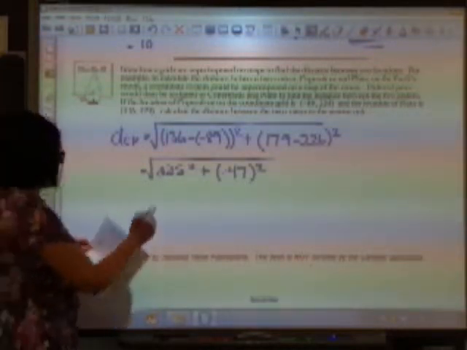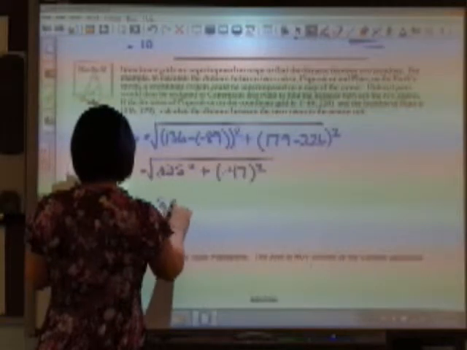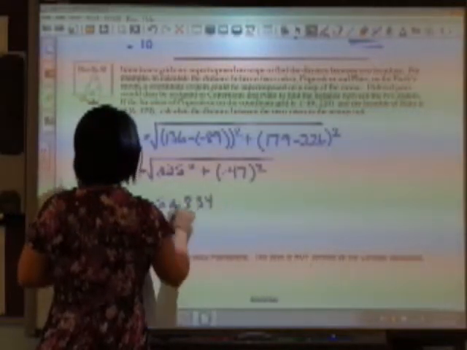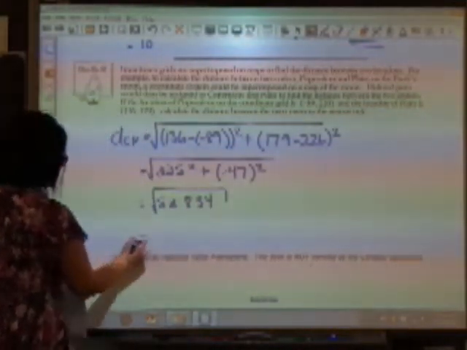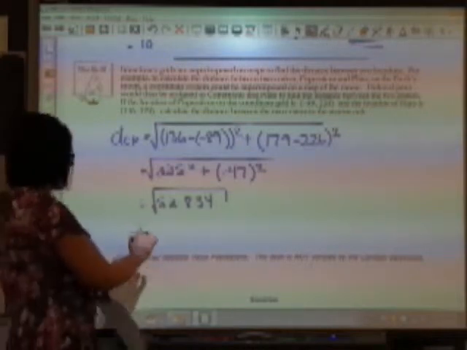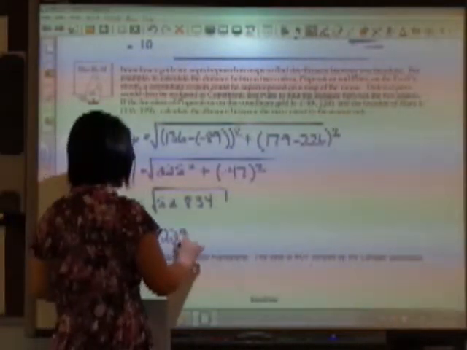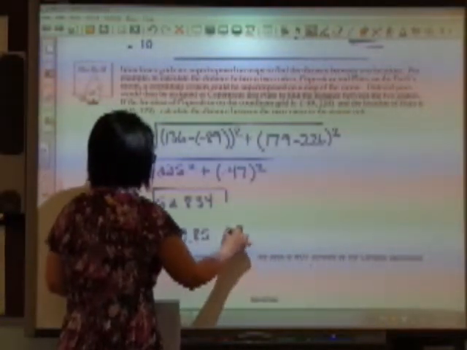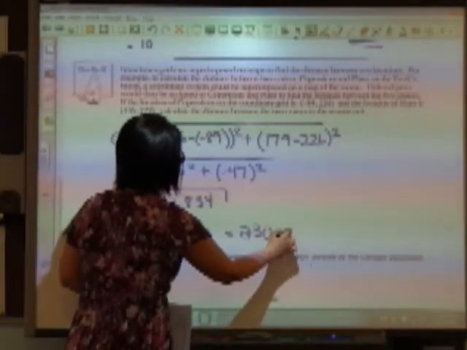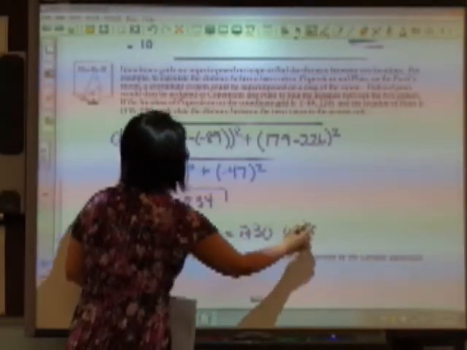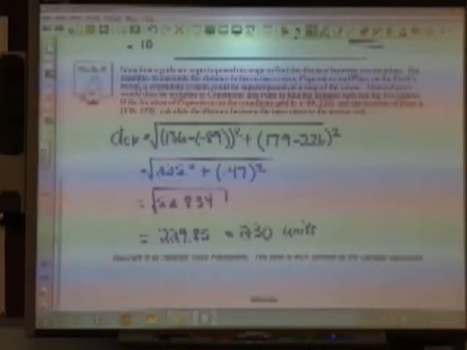So this gives me 52,834, the square root of which ends up being 229.85, which I can write as 230 units. I would then need to know what the physical measurement is of each unit. Does each unit represent a kilometer? Does it represent a mile? What is each unit on my grid?